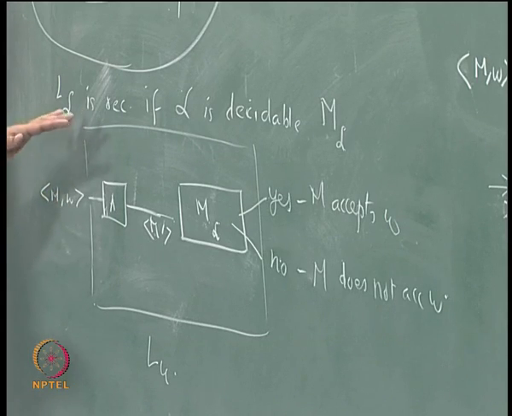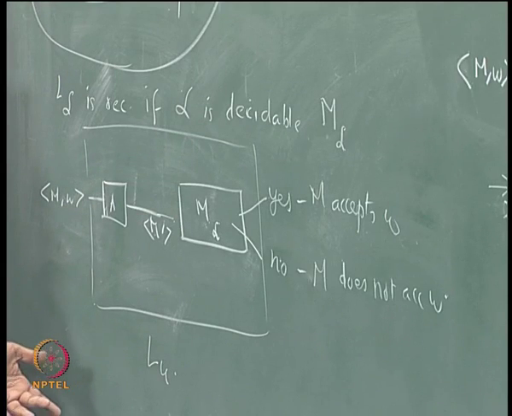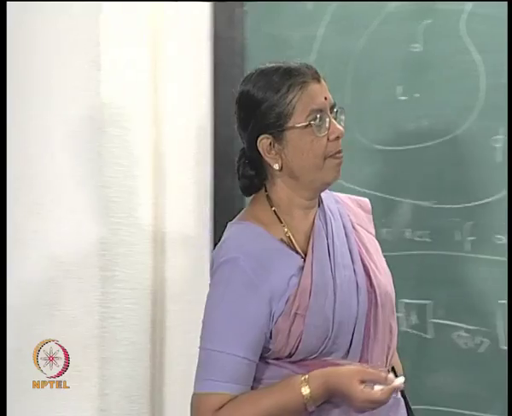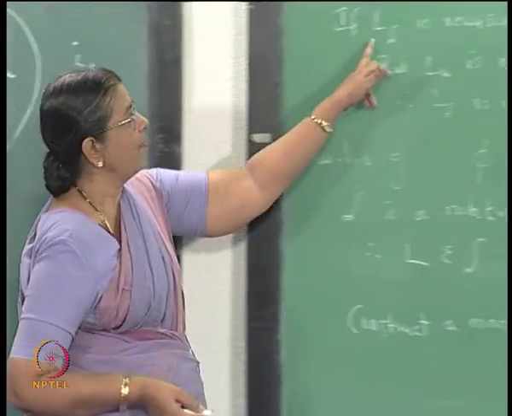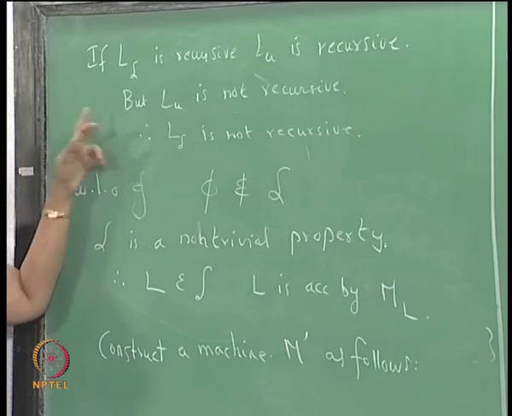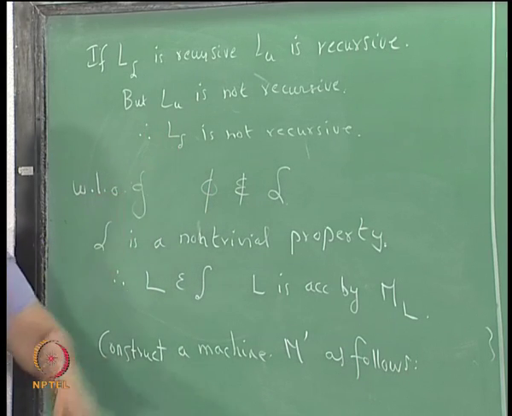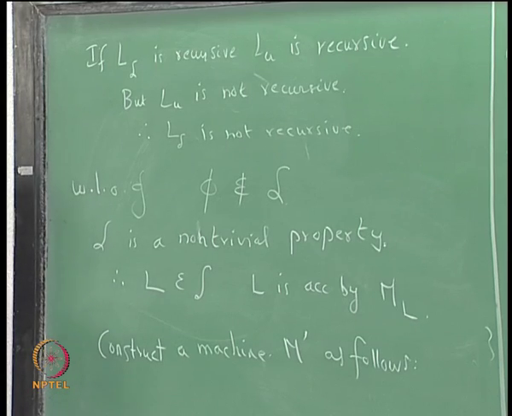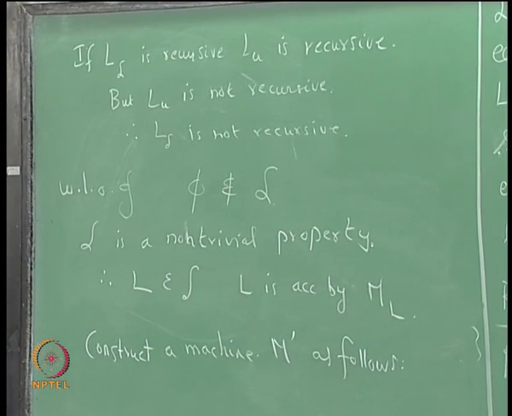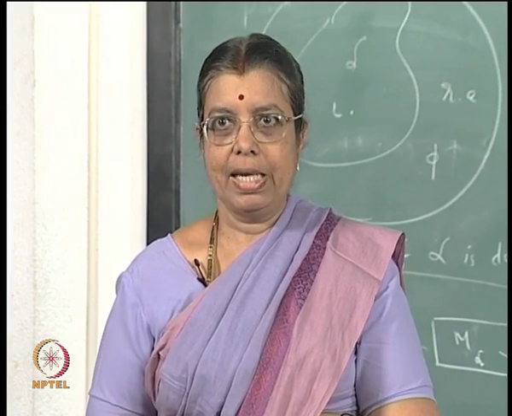If you assume that this non-trivial property is decidable, then you come to the conclusion that LU is recursive. So, the argument is like this: if LS is recursive, then LU is recursive. That is what we have come to the conclusion. But we know that LU is not recursive, that is a contradiction. So, LS is not recursive, or S is not decidable. This is for any non-trivial property. So, any non-trivial property of recursively enumerable languages is undecidable.